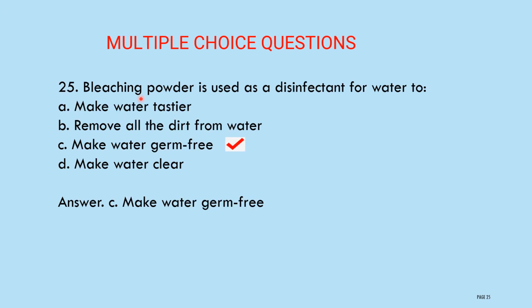Question number 25. Bleaching powder is used as a disinfectant for water to: option A, make water tastier. Option B, remove all the dirt from the water. Option C, make water germ free. Option D, make water clear. Disinfectant means whatever bacteria and germs are there in the water will get killed. Here bleaching powder is used as a disinfectant for water. It will make the water germ free. It will kill all the germs, bacteria, fungus, everything present in the water.